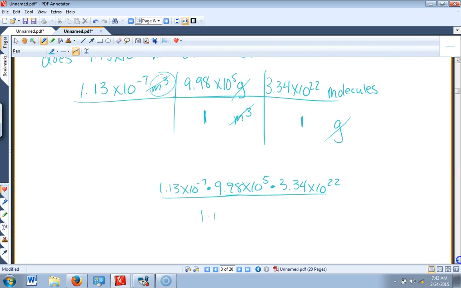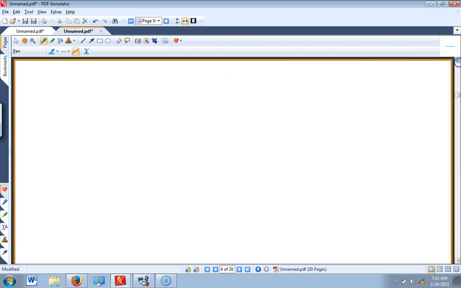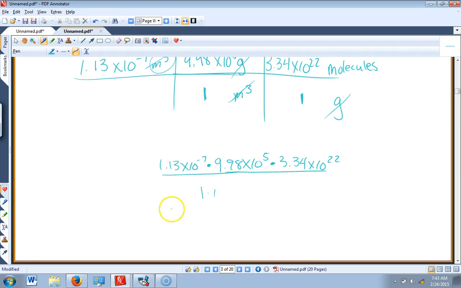Okay, so let's simplify that. We'll take our outside numbers, which in this case are 1.13 times 9.98 times 3.34. And now we need our 10 to the negative 7th. So we did 1.13, 9.98, and 3.34 right there, and we have 10 to the negative 7th times 10 to the 5th times 10 to the 22nd.